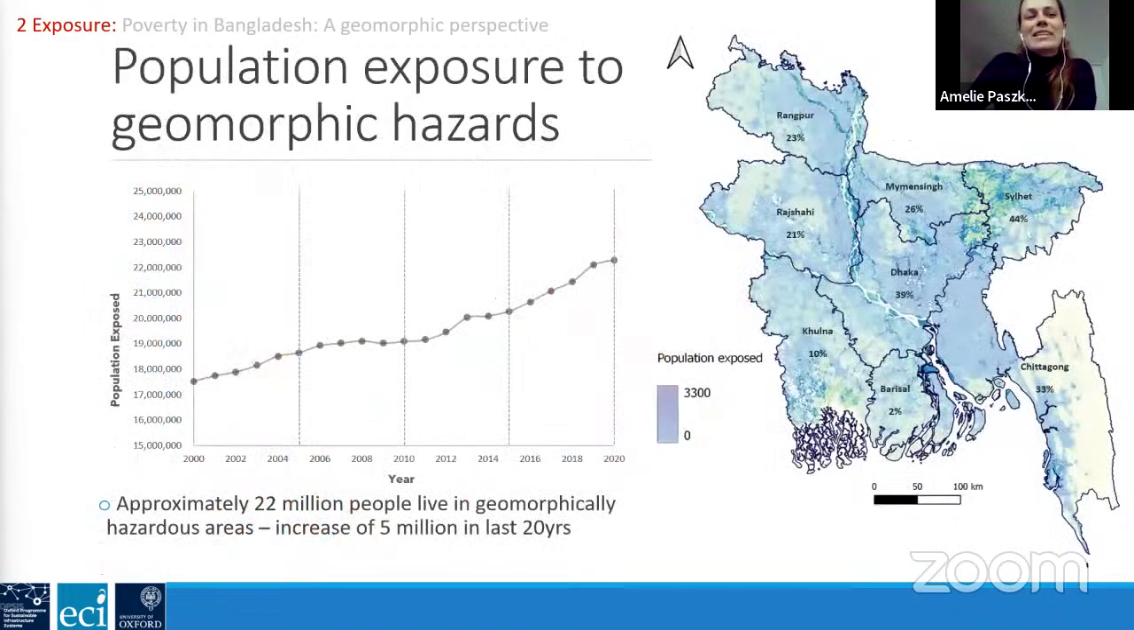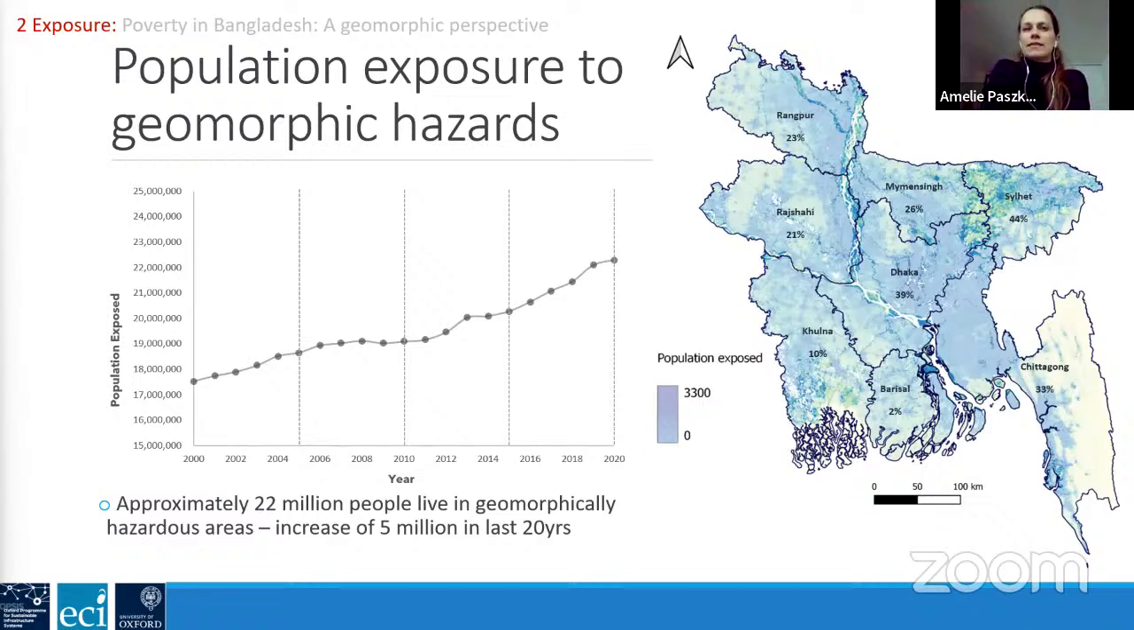But then getting to the point, so we look at exposure and calculated that just over 22 million people are living within these geomorphically hazardous areas. And this figure has grown by 5 million people in the last 20 years.